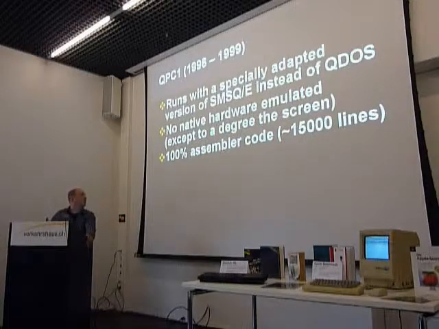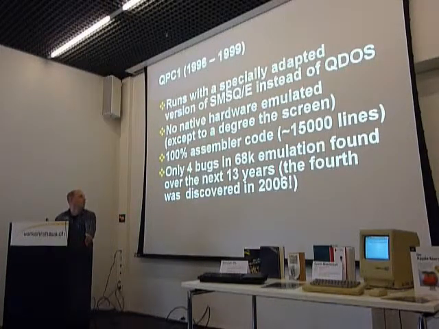It was back then written in 100% assembler code, Intel assembler, and in the end it was about 15,000 lines. And something I'm pretty proud about, in the 13 years following the release of QPC 1, only 4 bugs turned out in the emulation, and that was, considering how difficult it is to emulate such a processor, pretty good. And the fourth one was even discovered just by chance, not really by actually running it, but just by looking at the source code.